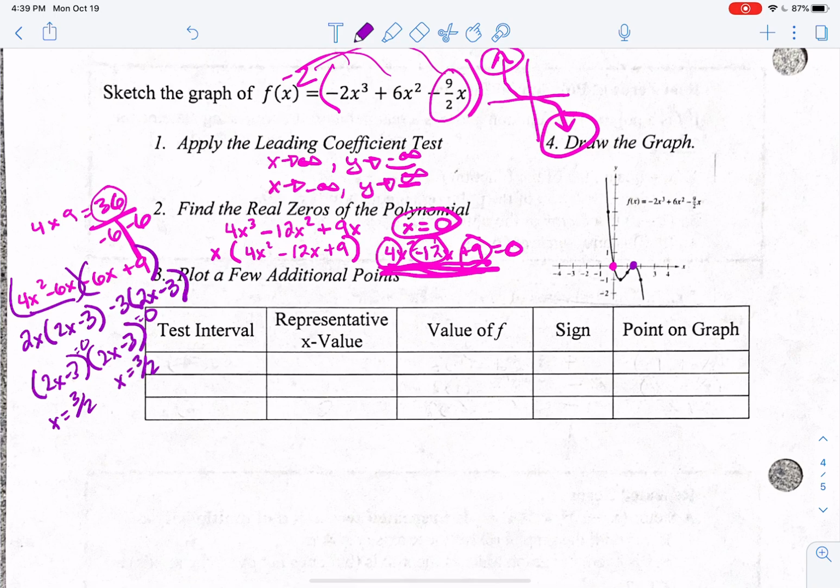And 3 halves is this point right here, 1.5, or 3 halves. That's my other place where it crosses. So 2 places, 0 and 3 halves, are my 2 places. Okay? And then the last thing I'm going to do is create my test intervals. So if my numbers are 0 and 3 halves, I'm going to look at what's happening on the left side of 0, which is going from -infinity to 0. Then in between 0 and 3 halves would be 0 to 3 halves. And then everything on the right side of 3 halves would be from 3 halves to infinity. That's what it looks like, okay?